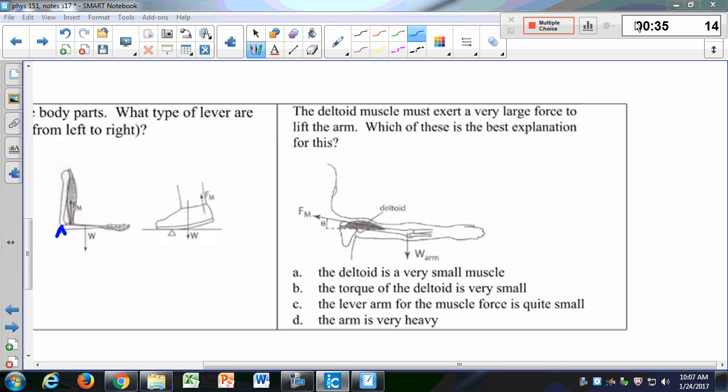I'm going to tell you the answer. It's a little misleading here, I think. Maybe it's just not well worded. Is the deltoid a small muscle? No, it's a pretty big muscle, right? In the big scheme, this thing right here, that's a pretty big muscle, am I right? Big muscle.